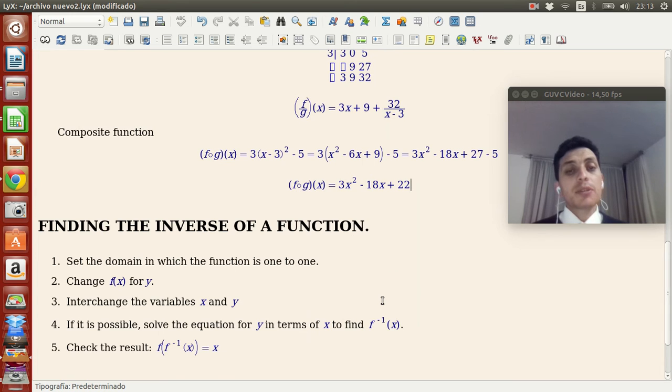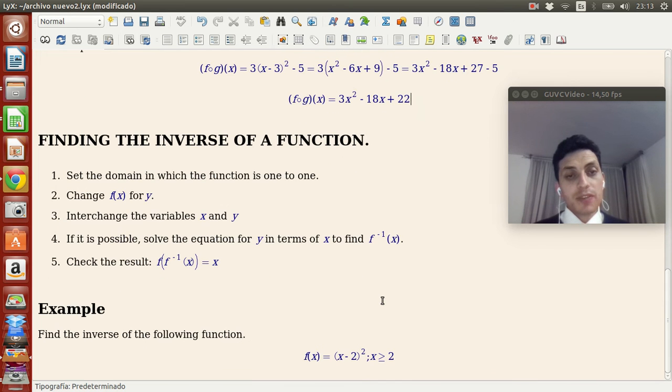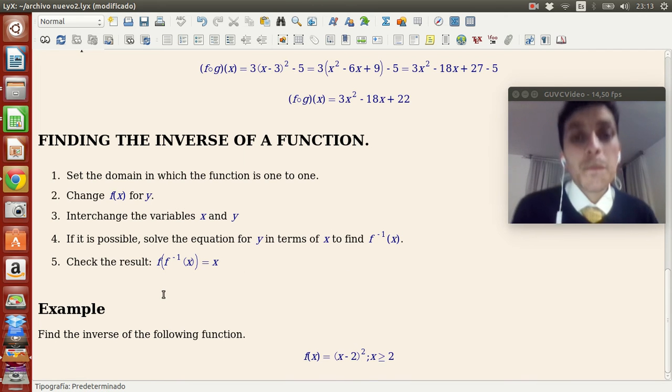And now to find the inverse. Now let me tell you how you can find the inverse. Finding the inverse of a function. First, set the domain in which the function is one to one. I mean, a function is one to one if one element of the domain gives you just one element of the range. No more. You couldn't have more than one element of the range from the domain. And then change f(x) for y, interchange the variables x and y. If it is possible, solve the equation for y in terms of x to find f inverse of x, and check the result.